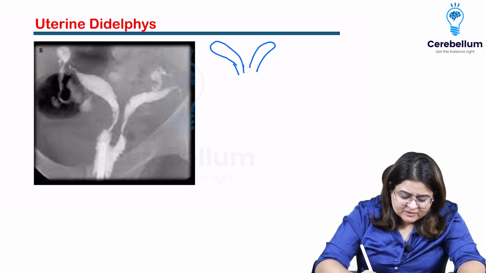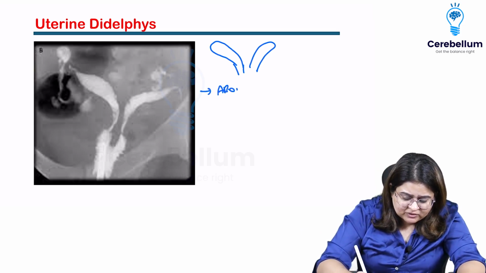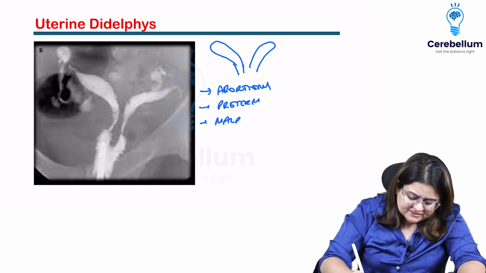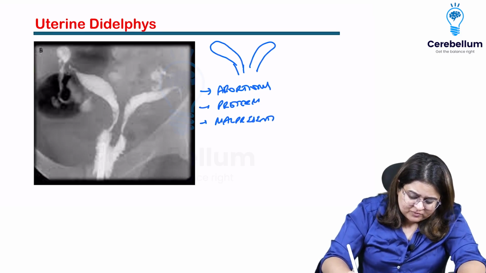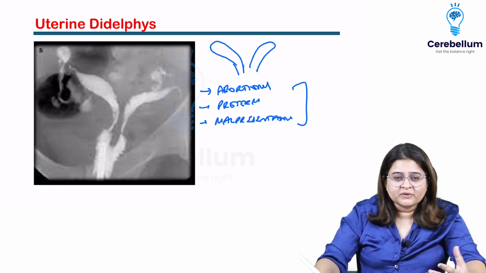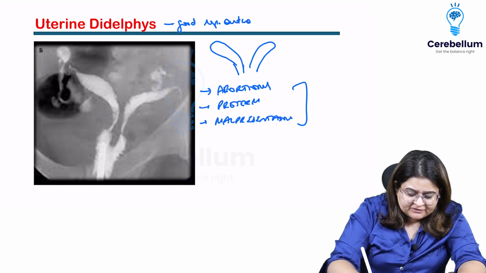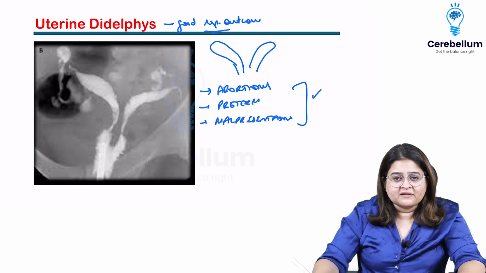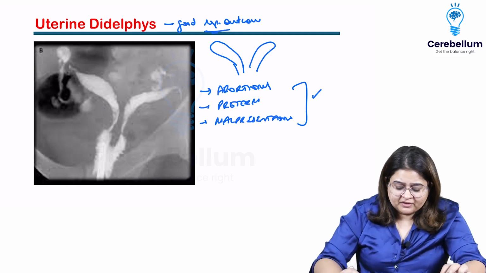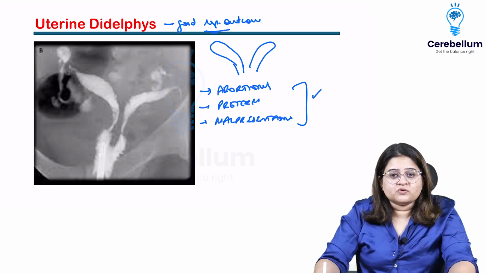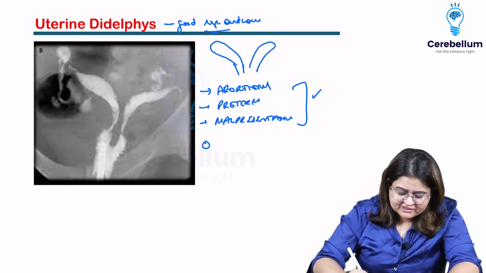Now, didelphys, as per Williams, typically presents with three complications: abortions, preterm labor, and malpresentations. These are the three common, I won't say common because didelphys usually has a good reproductive outcome. But if there are problems, these are the three problems that are encountered. Now here is another important variant of uterine didelphys, a very rare variant. So a rare variant of uterine didelphys is the O-Vera syndrome.